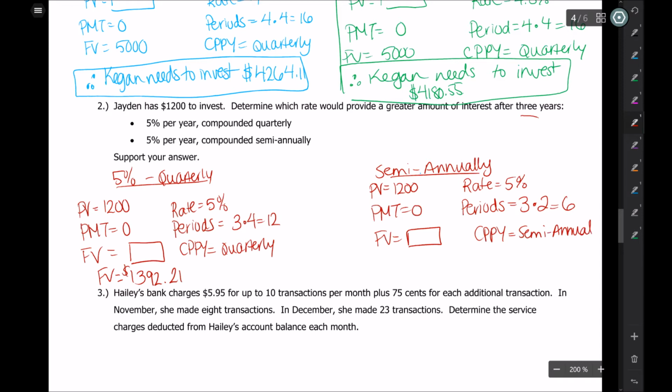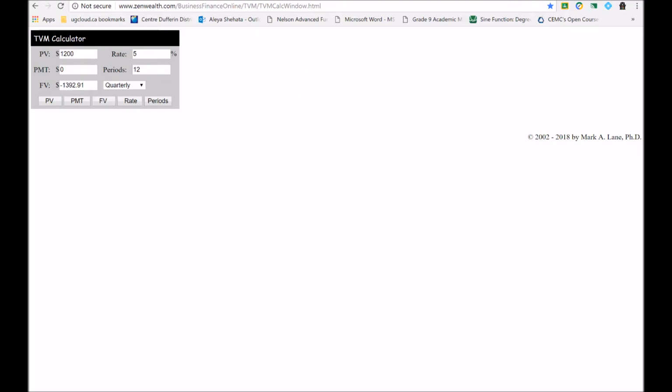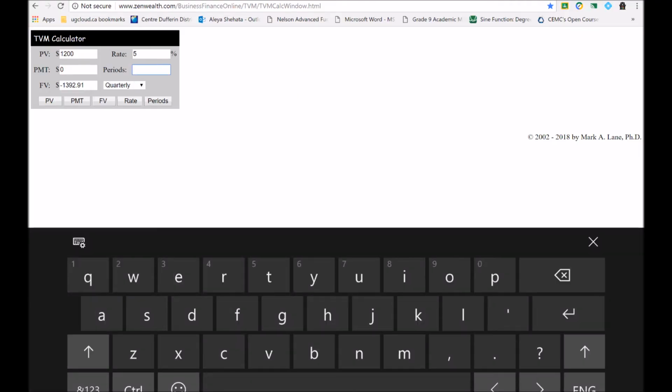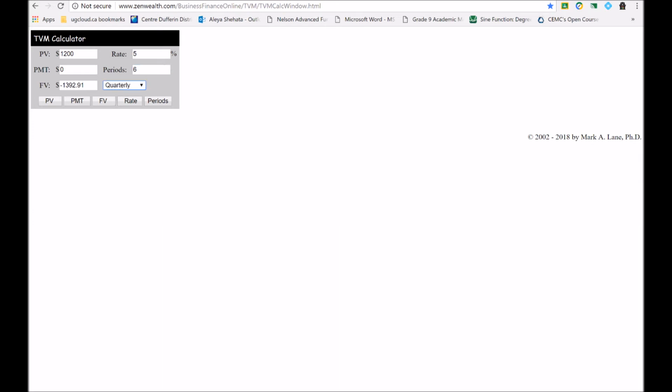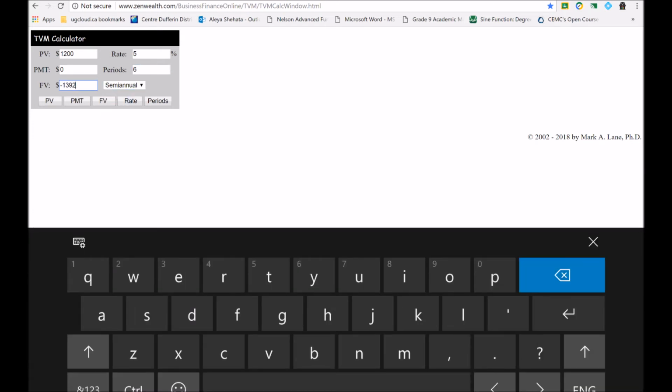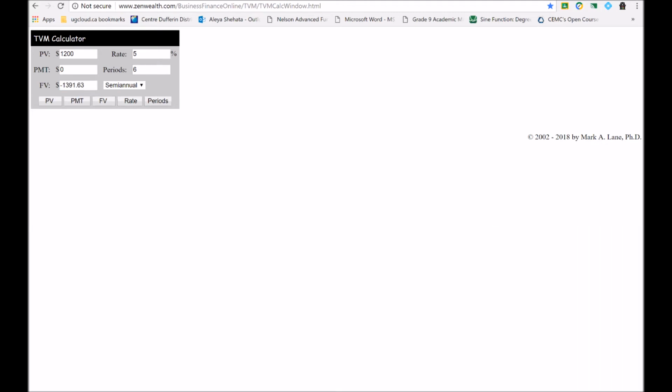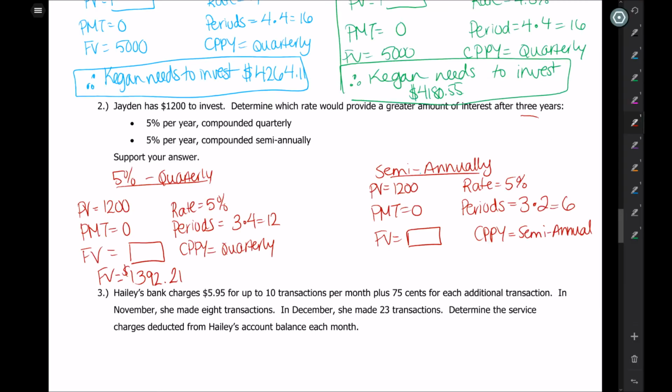So let's figure this out. If I plug this information in, the only things that change are that this is 6 periods, and I need to change this to semi-annually. I can delete those values, and then I can find my future value, which is $1,391.63.